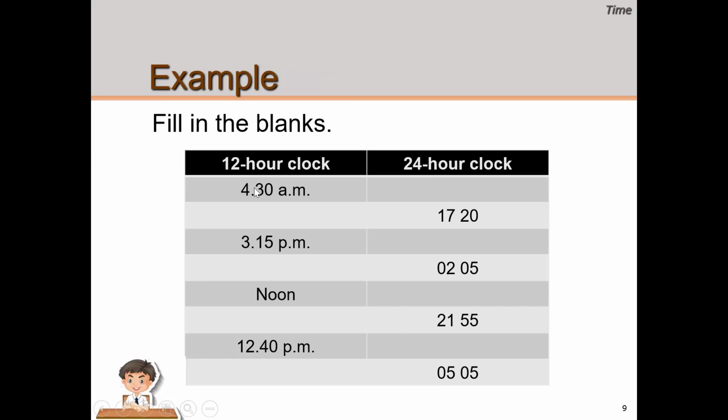Now you can use the 12-hour clock. So this is 4:30 a.m., 3:15 a.m., noon, and 12:40 p.m. So 4:30 a.m. is actually 430 hours. Now 1720 in the 24-hour clock, what will be the time in the 12-hour clock? It will be 5:20 p.m. 3:50 p.m. in the 12-hour clock is actually 1515 hours.